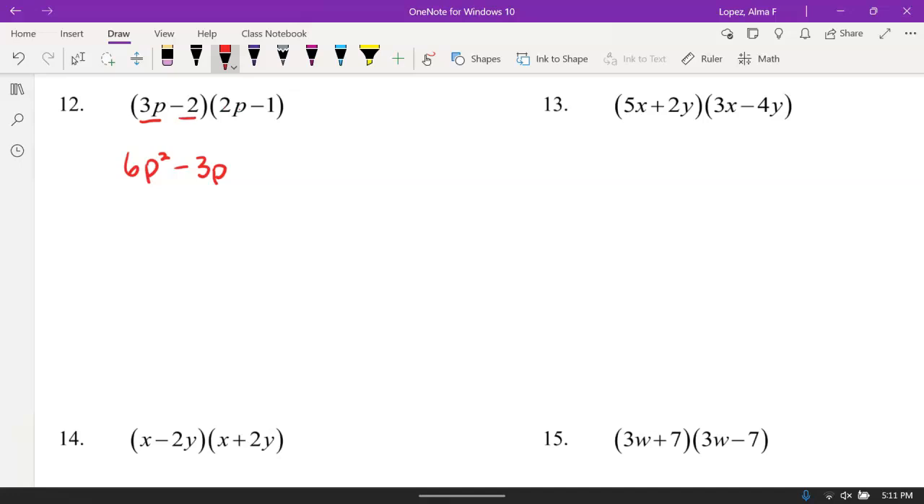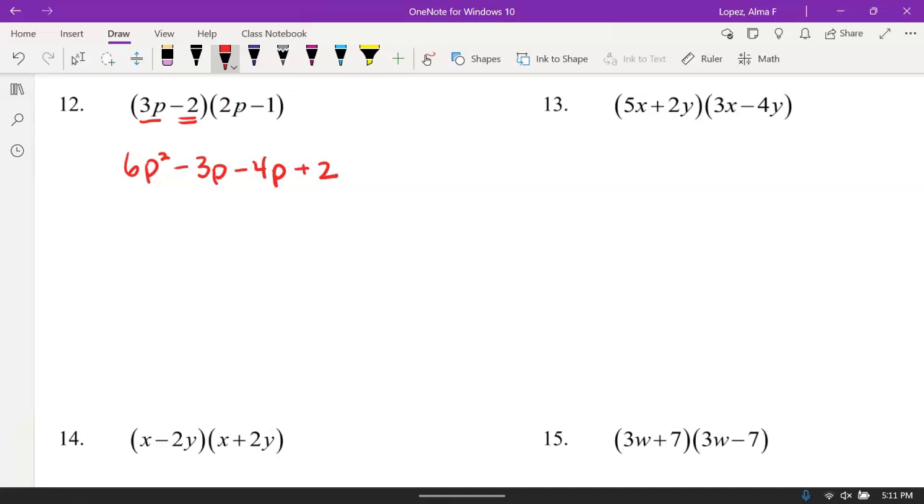Once you finish with that, let's start with the negative 2. We're going to distribute him now onto the 2 pieces in the second parentheses. Negative 2 times 2p is minus 4p. Negative 2 times negative 1 is plus 2. That's what they call FOIL.